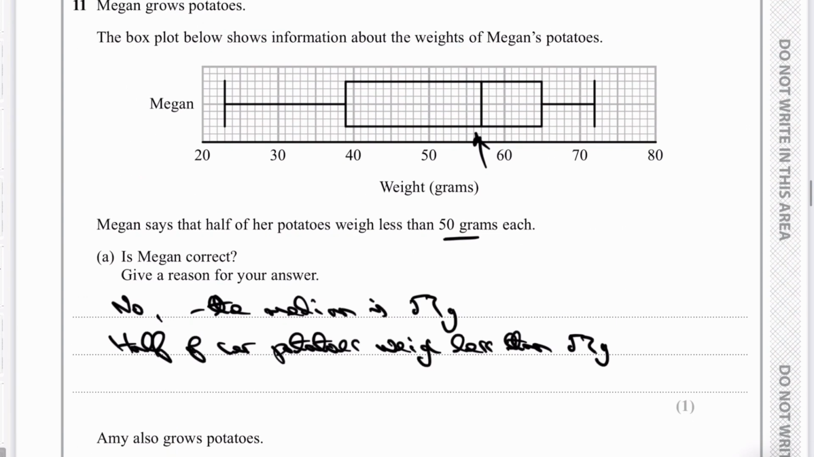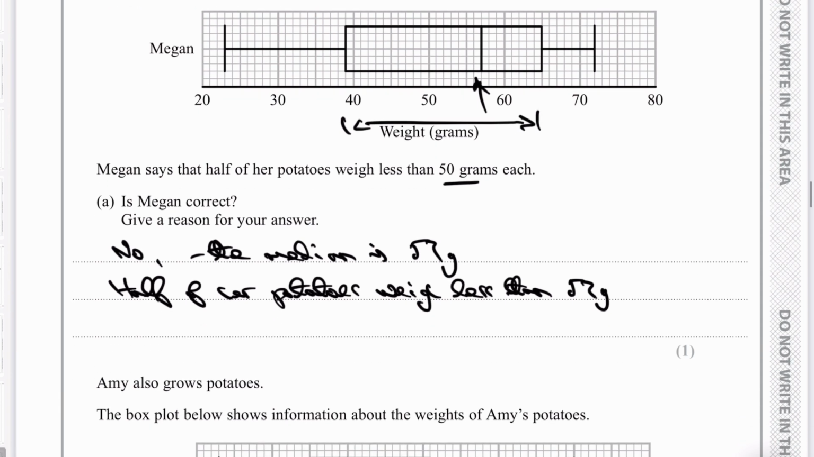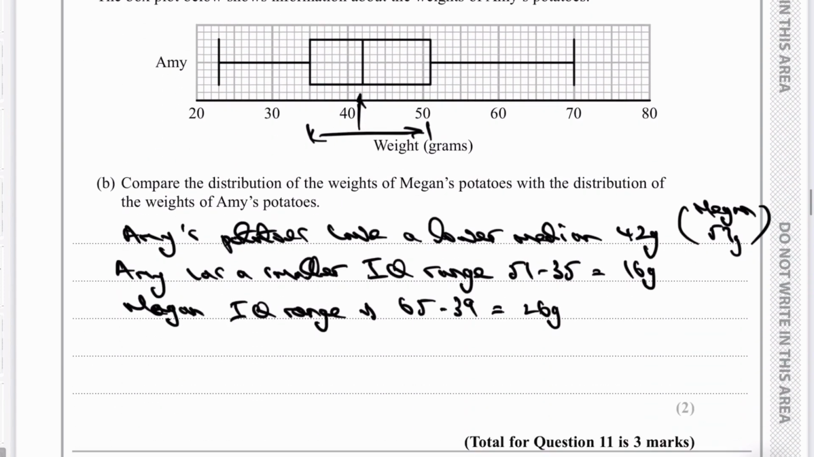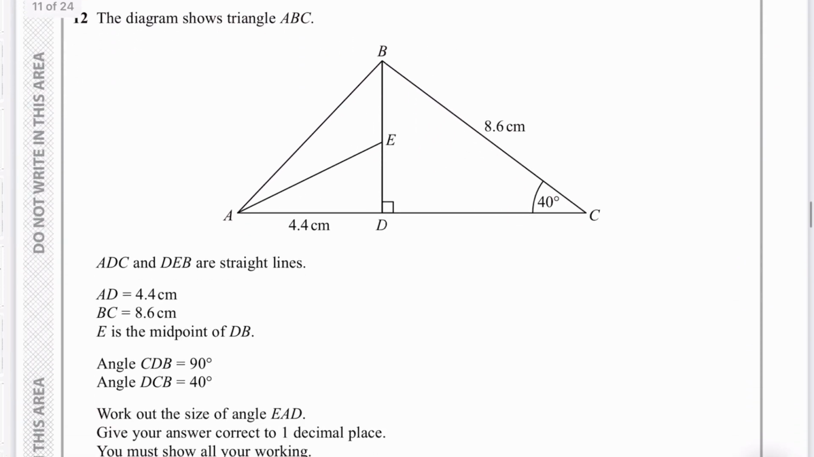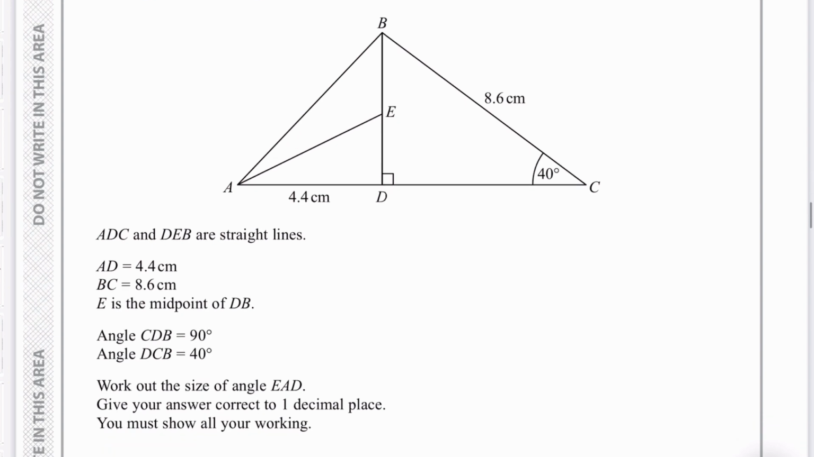Okay, and we can see that on the graph here that the actual interquartile range box there is much larger, or much longer. Okay, so hopefully that's all right for you. Let's move on then to question number 12, which I think will probably be the last question on this particular video. We'll give it a go and see what happens.